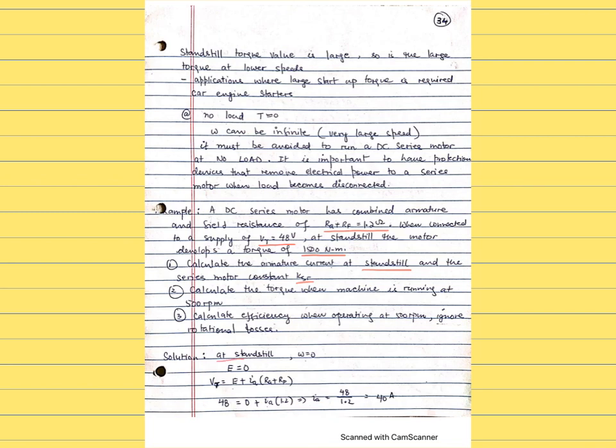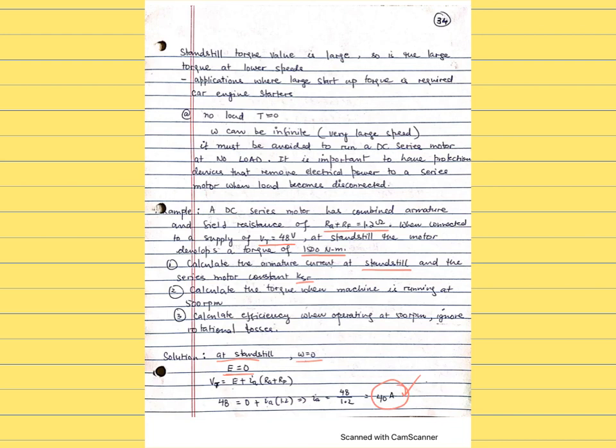Since it is at standstill, omega is 0, so E is also 0. For the series motor, you have the equation Vt equals E plus Ia multiplied by the sum of both the winding resistances. So Vt is 48, E is 0, Ia is unknown, which needs to be calculated. Ra plus Rf combined is given as 1.2 ohms. So you calculate the current at speed equals 0 as being 40 amperes. You might realize that's a very large current in comparison to what its running current is going to be. So keep in mind here it's 40 amperes.